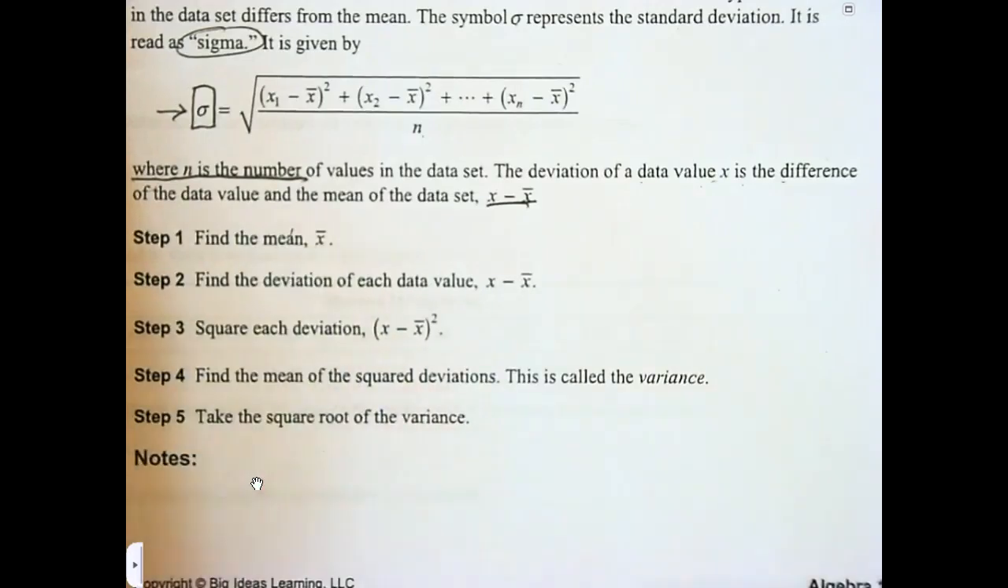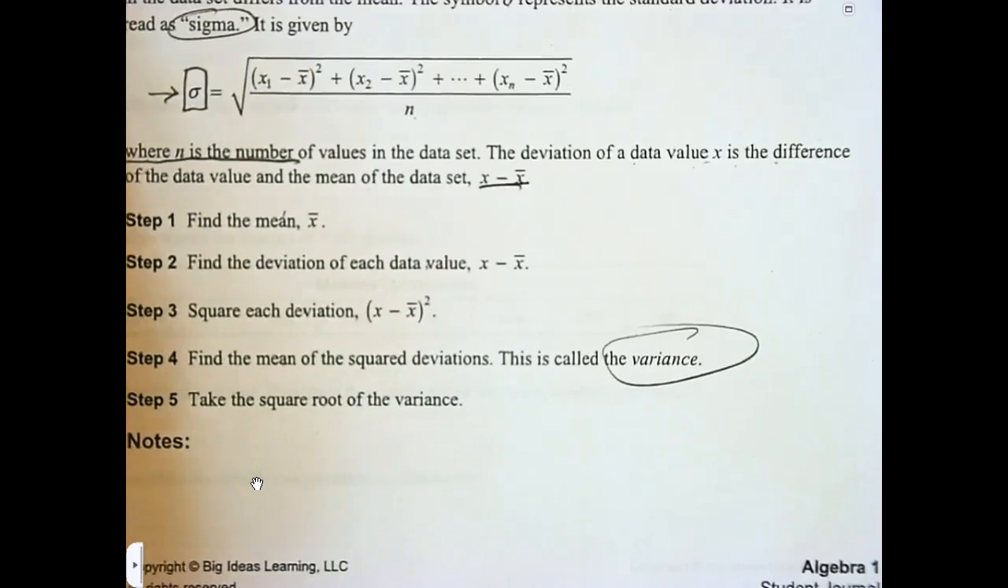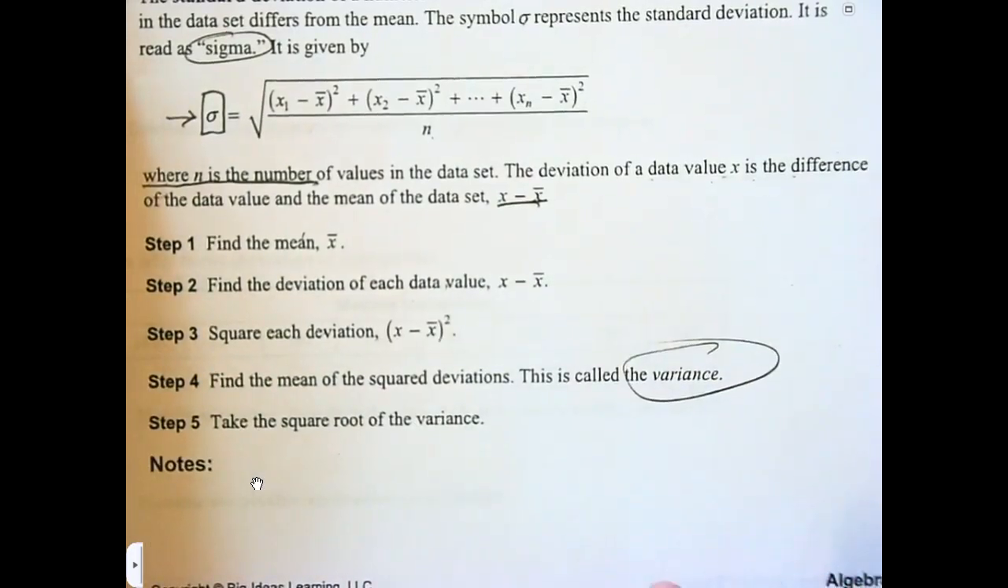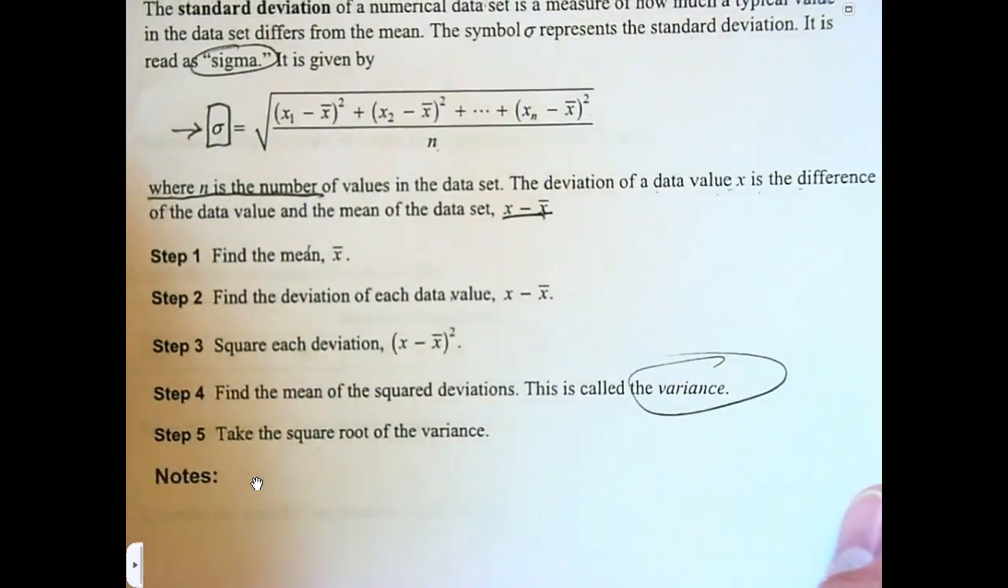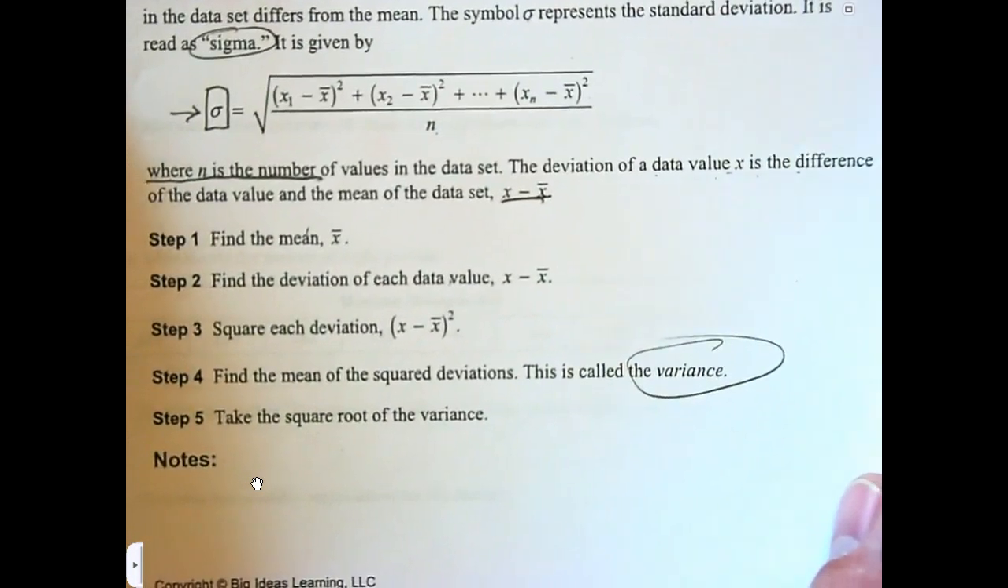The steps: you find the mean, you find the deviation, you square the deviation, you find the mean of the squared deviations, which we call the variance, and then we take the square root of the variance. All of that being said, this becomes a mess to find. So when we go through one of these, I'll walk you through it in a nice fashion, and then I'll explain how to do it in an easier fashion as well. Okay?